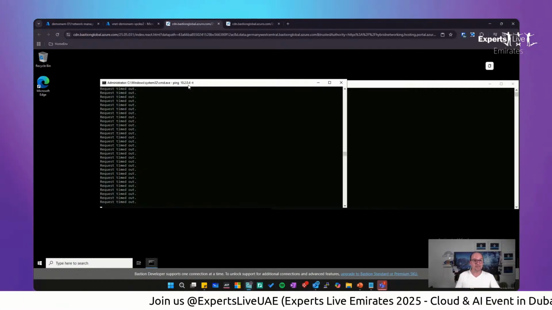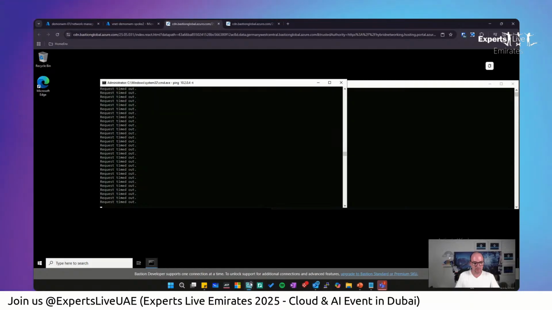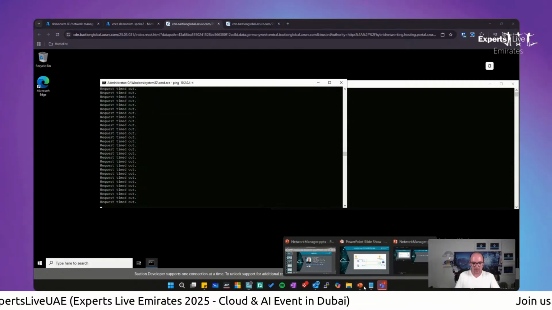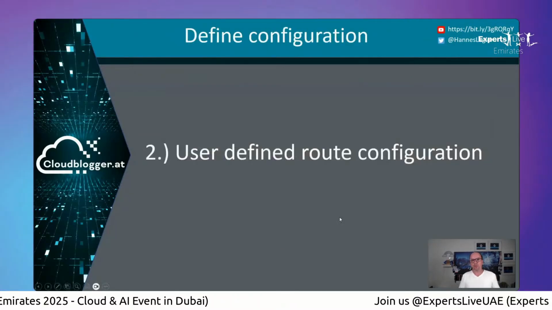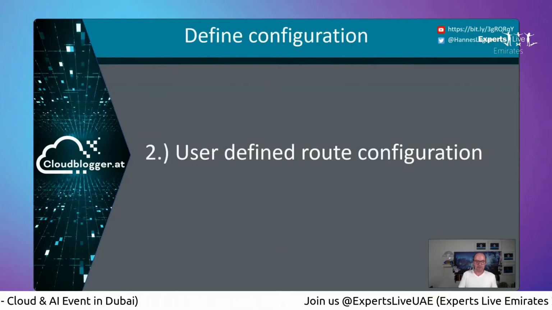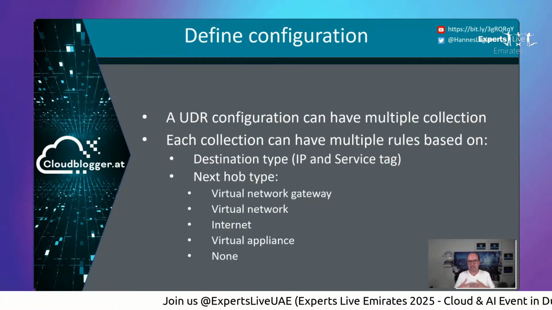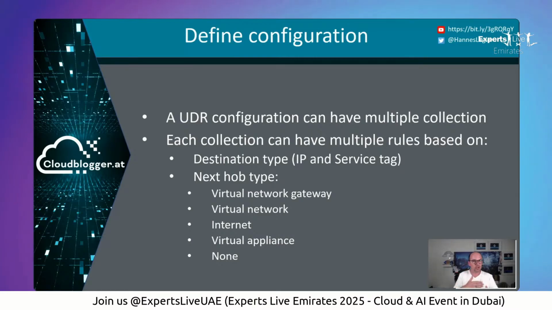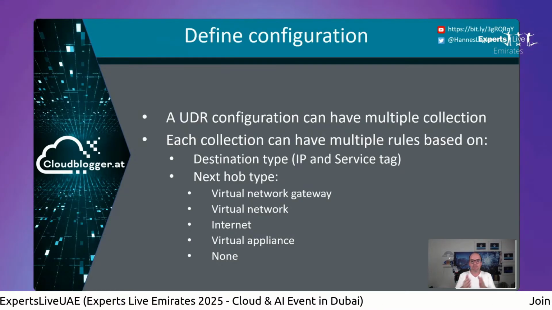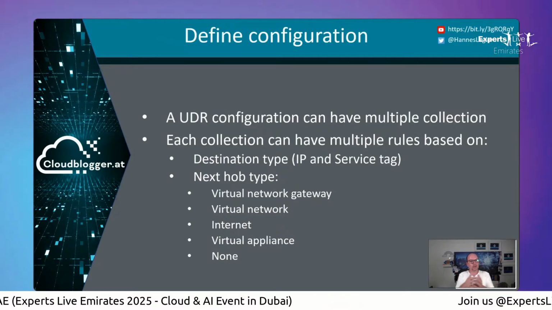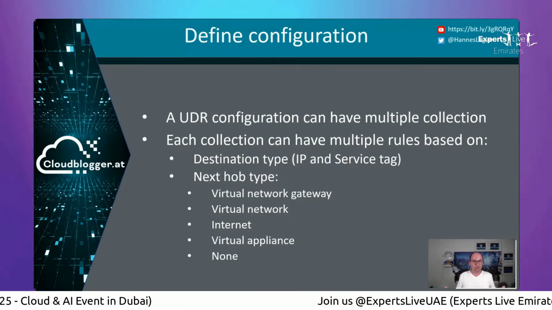And that's the reason why we are going to the next section from my presentation and talk about user-defined route configuration. What we can do with user-defined route configuration is really simple. We have the same functionality like traditional user-defined routes. You can define your next hop type. It could be a virtual network gateway, a virtual network, internet, a virtual appliance, or none.